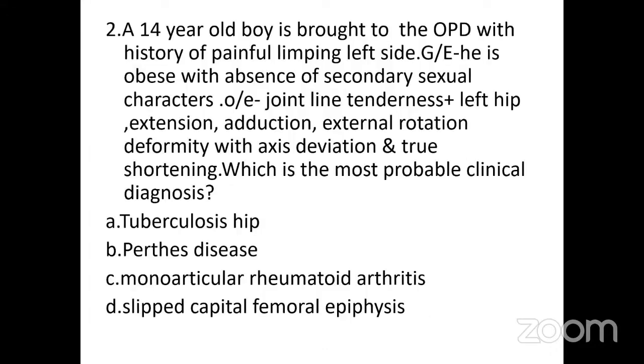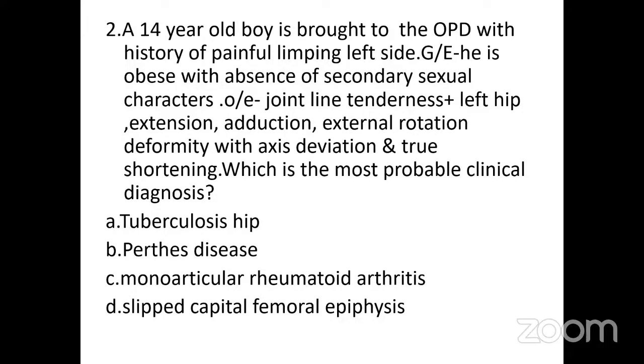Coming to the next question: a 14-year-old boy is brought to the OPD with a history of painful limping on the left side. On general examination, the patient is obese with absence of secondary sexual characters, and on examination, there is joint line tenderness, left hip extension deformity, adduction deformity and external rotation deformity. So the deformity is entirely different from Perthes' disease. In Perthes' disease, it was flexion, adduction, and external rotation. Here, it is extension, adduction, and external rotation. So here it is not flexion.